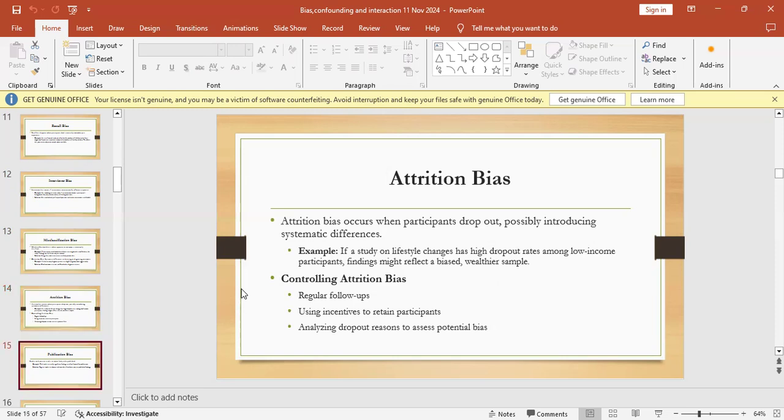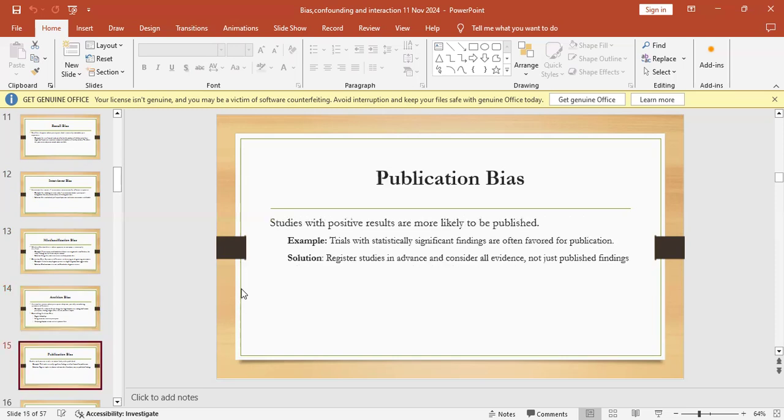The last one is publication bias. Studies with positive results are most likely to be published. For example, trials with statistically significant findings are often favored for publication, and it can be addressed by registering studies in advance and considering all evidence, not just published ones.